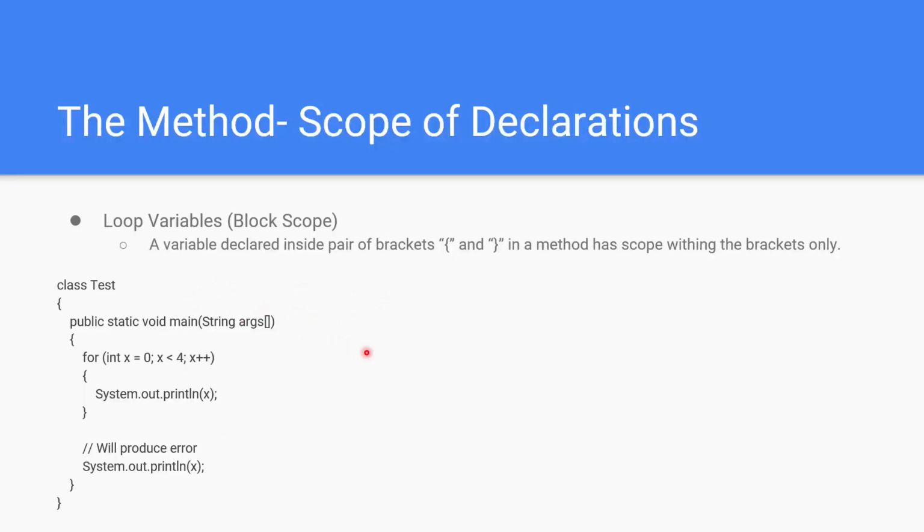Also, loop variables. Anytime you see the brackets, it's a pretty safe bet that the brackets are determining scope. A variable declared inside a pair of curly braces in a method has scope only within those curly braces.